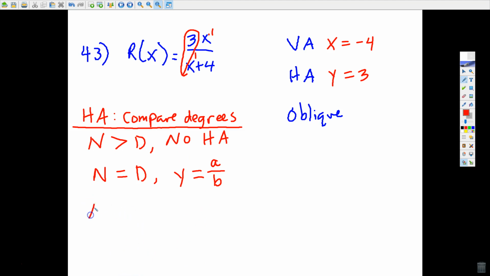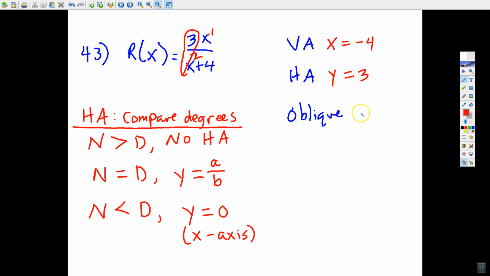Well, the only other possibility is that the numerator degree is less. That doesn't happen here, but it certainly might. If the numerator degree is less, for example, maybe this were x squared on the bottom and it's still x to the first on the top, then it's always the same horizontal line. It's the line y equals 0. And that's just another way of saying the x-axis. Okay, so look at the degrees and run through this little list, and that should guide you toward horizontal asymptotes.